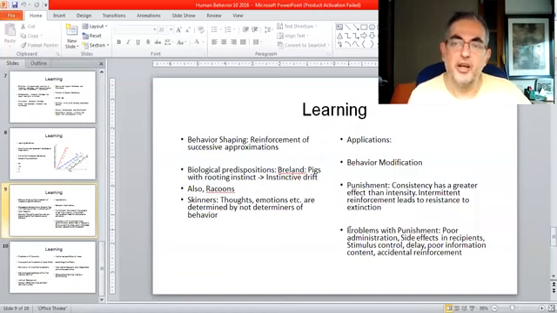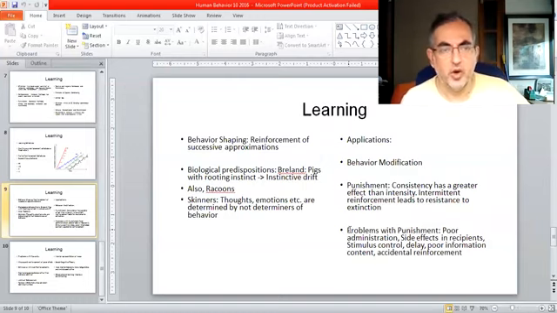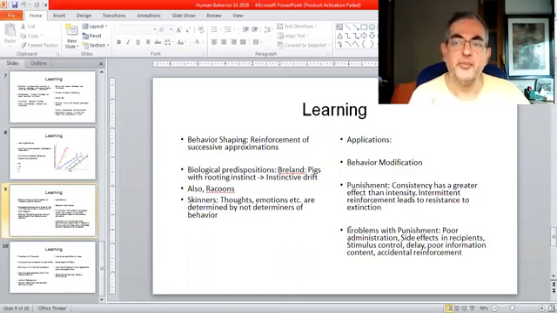I want to pick up on the use of punishment, application of punishment. The first thing that one can talk about in using punishment to do learning, the most important point to take home, is that consistency has a far more powerful outcome than intensity.